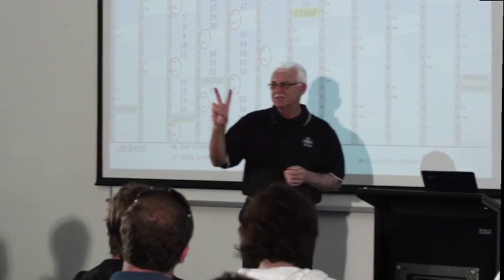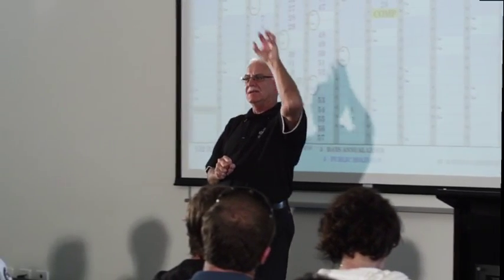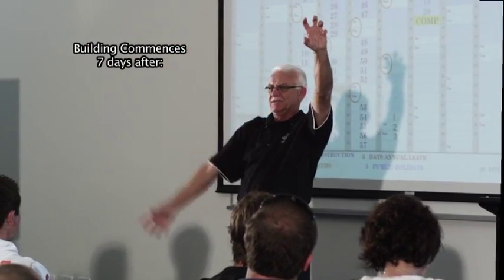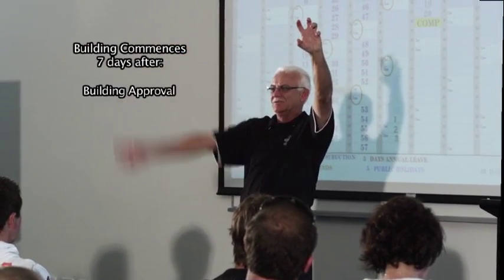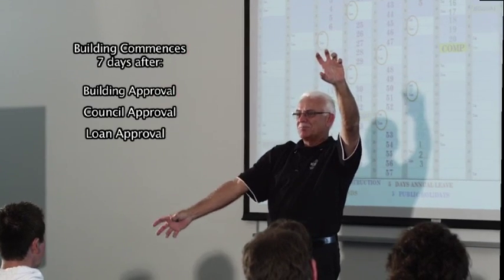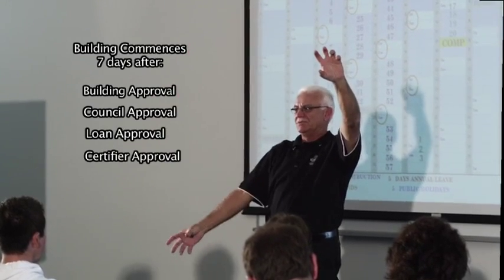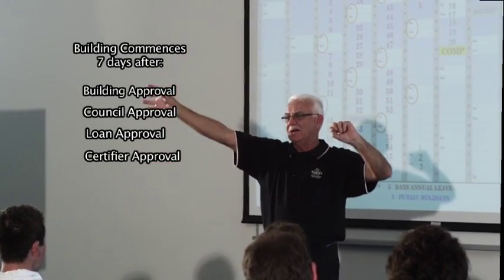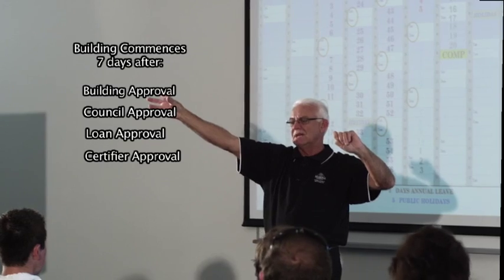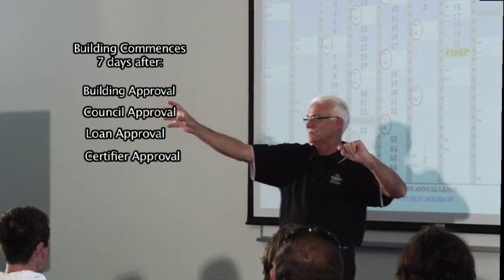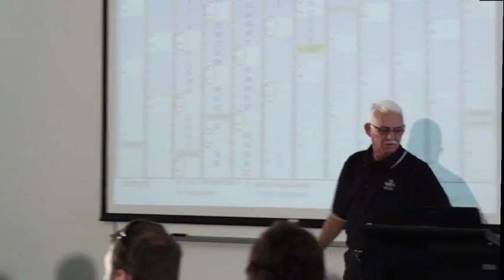There are 2 parts to the contract. It is a start date or 7 days after all of this is received. And one of them is building approval. One of them is council approval. One of them is loan approval, certifiers approval. So that's what you do. You tick that box to say, it'll start 7 days after I receive all of this information. And that's where it comes from. Would you know about putting it as a prelim agreement?